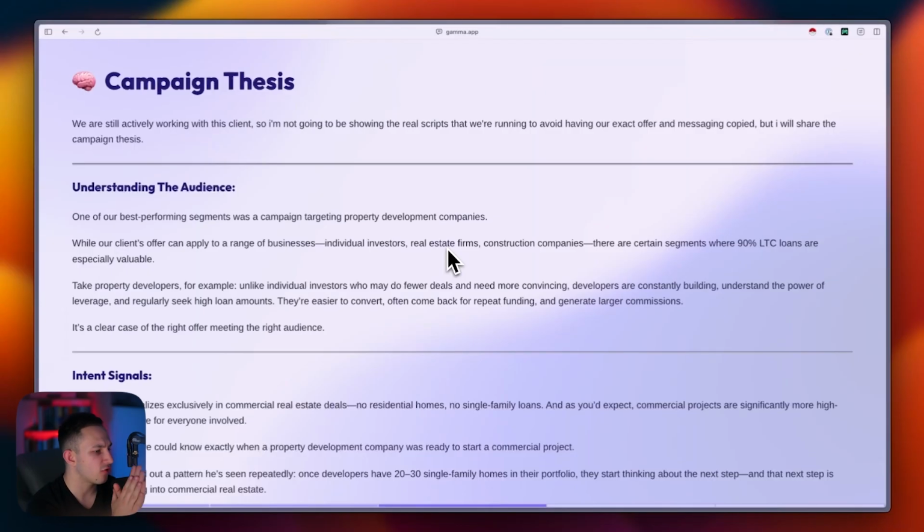Now, first and foremost, we need to understand the audience. One of the best performing segments for this client was a campaign targeting property development companies.